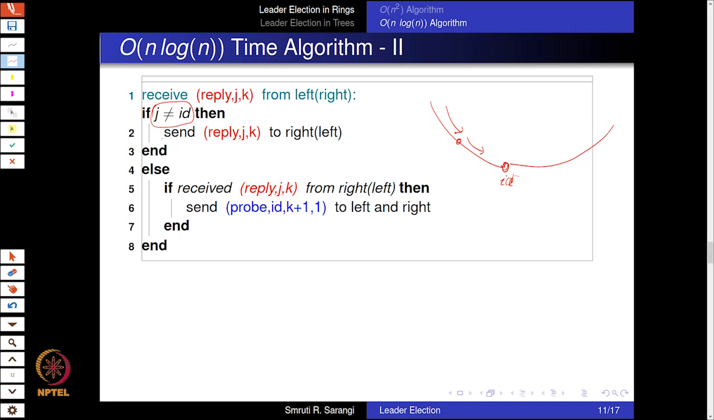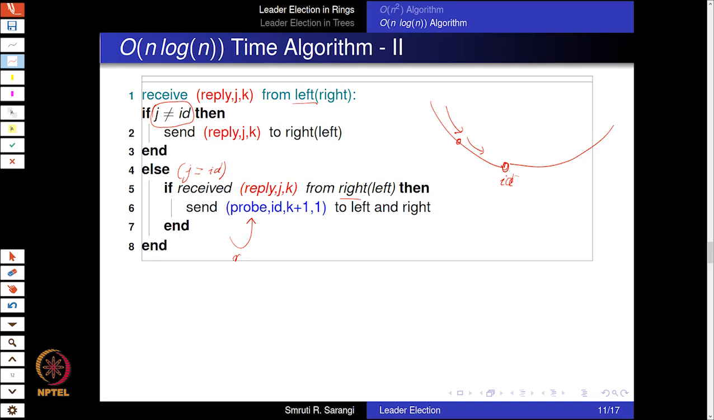So let us say that this condition doesn't hold, which means j is equal to ID. This condition comes. If you have received a similar reply from the other side, so this was from the left, if you have also received a reply from the right, then you clearly know that this ID is the minimum in this entire window. So now what you do is you increase the window size.